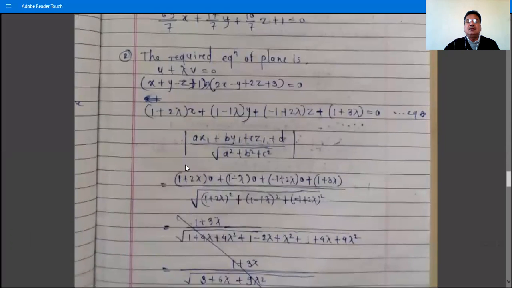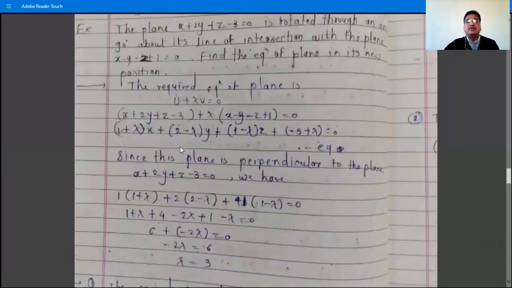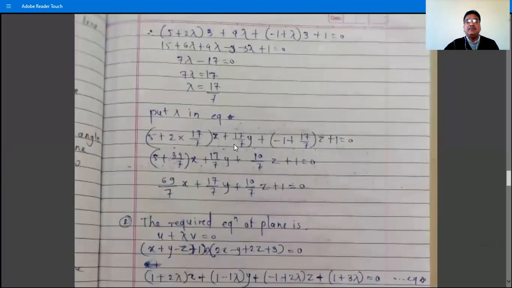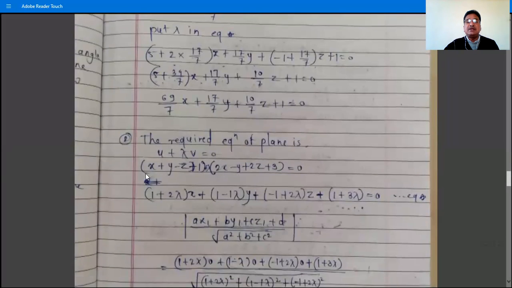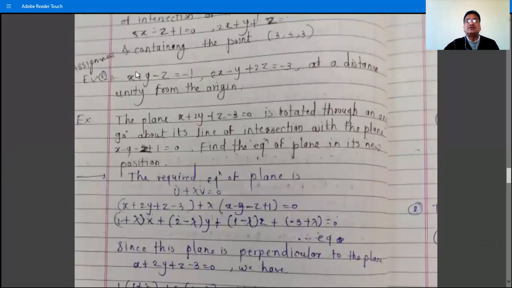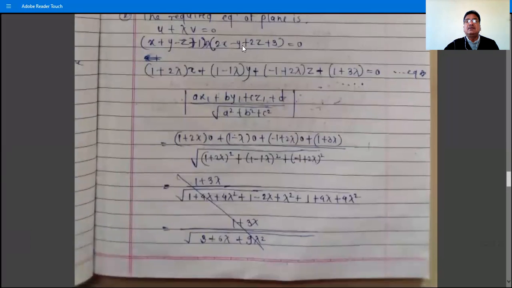Yes, here is the answer. So the answer of the second equation, problem number two. First write the equation of the plane. The required equation of the plane is u plus lambda v is equal to 0. What is u? U is x plus y minus z plus 1, and lambda v is what? 2x minus y plus 2z plus 3. So write that plus 3 is equal to 0, and simplify it.